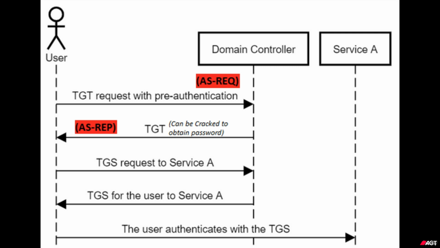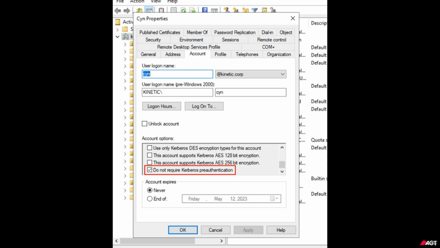AS-REP roasting is when a user has pre-authentication disabled, which then lets an attacker request a valid TGT for that user and crack it offline to obtain their password. Pre-authentication is the first step in Kerberos authentication, which is enabled by default for domain users in Active Directory. So one question may be, why would a user have pre-authentication disabled? Mainly for legacy or third-party systems that do not support Kerberos pre-authentication functionality. Enabling or disabling pre-auth can be done in AD Users and Computers.